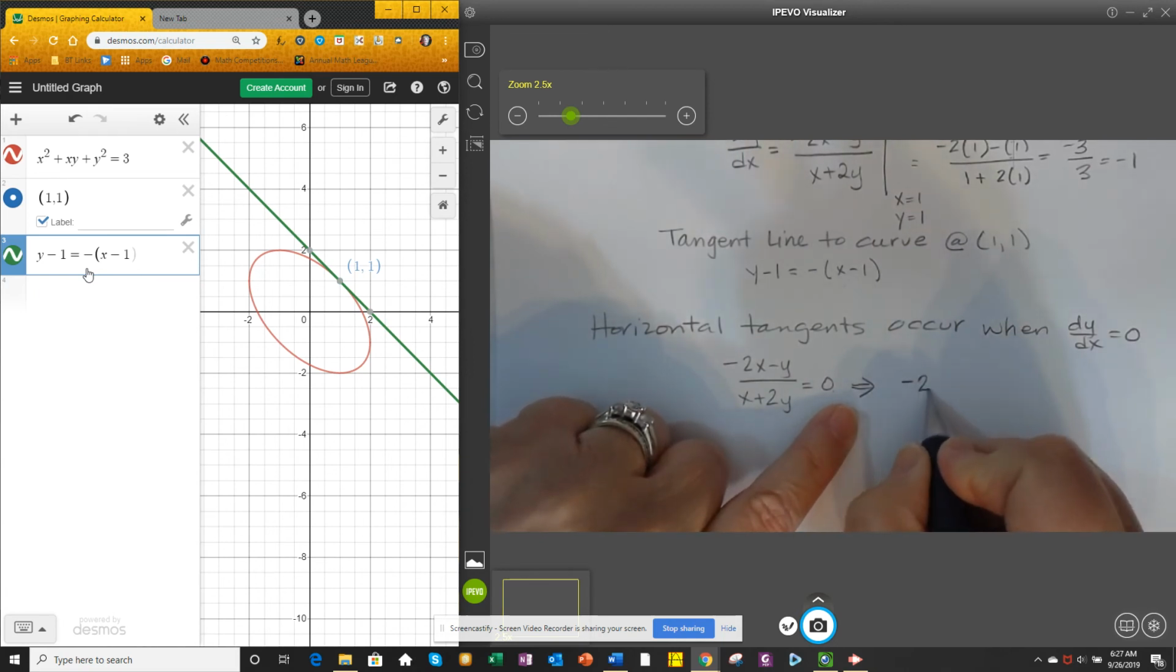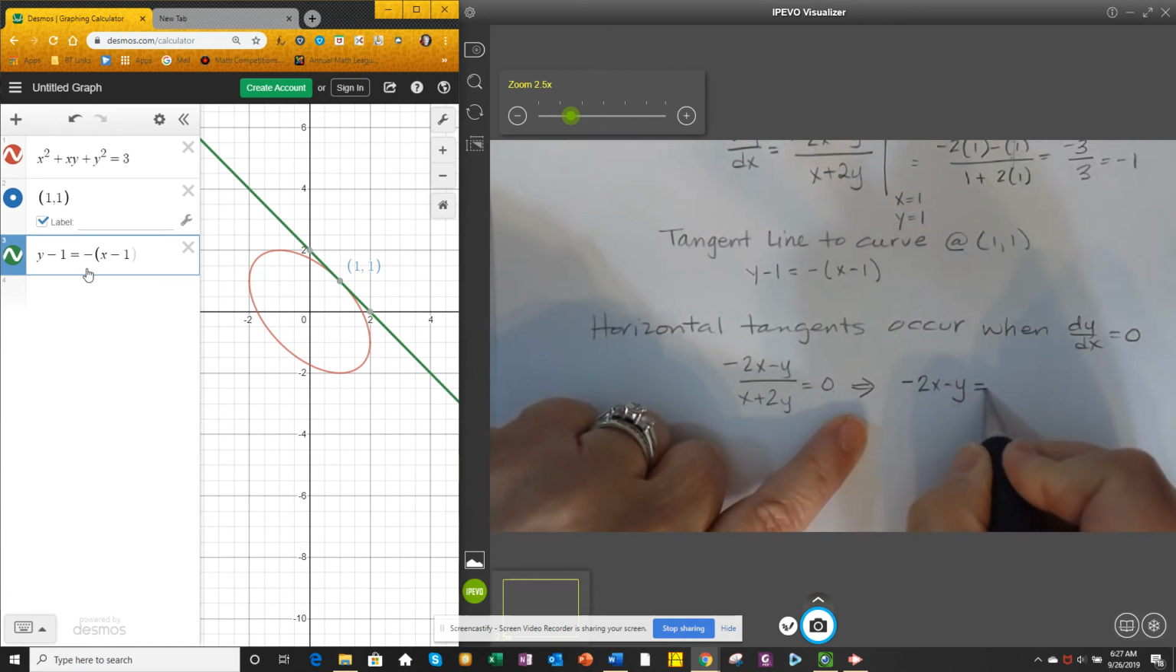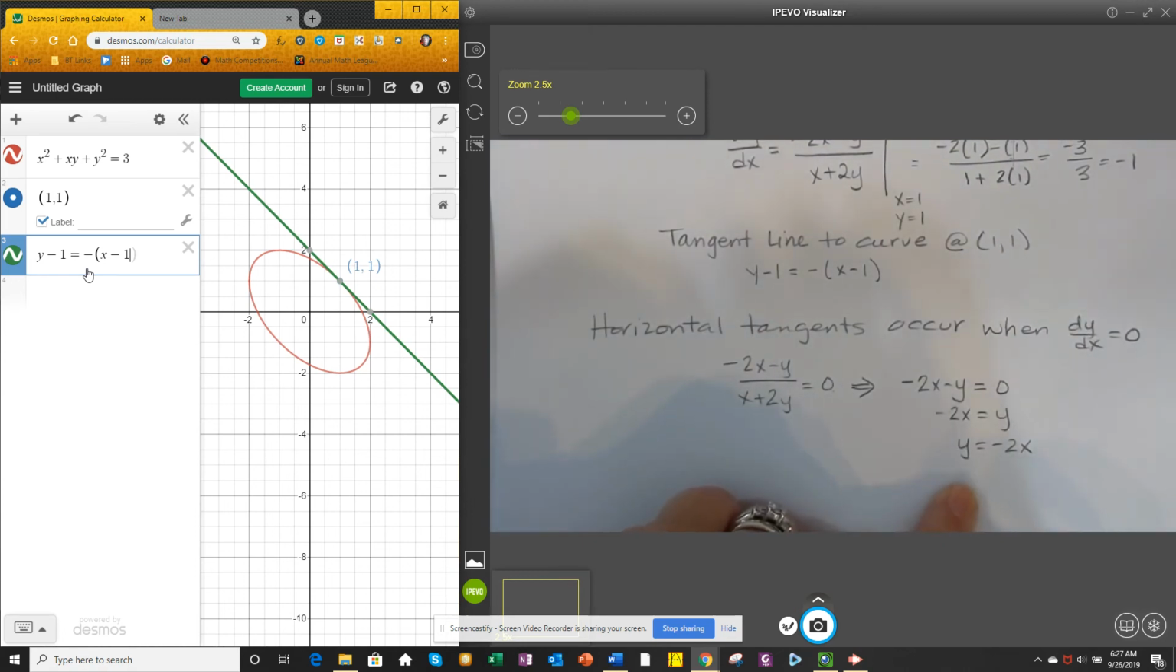All right. So to do that, what happens here? I get negative 2x minus y. To get a horizontal tangent it has to equal 0. And so I'm going to say negative 2x equals y. So y equals negative 2x. But that's not a point. That's not a point. That's a condition. So horizontal tangents occur every time y is equal to negative 2x.